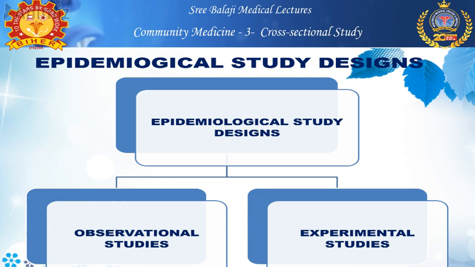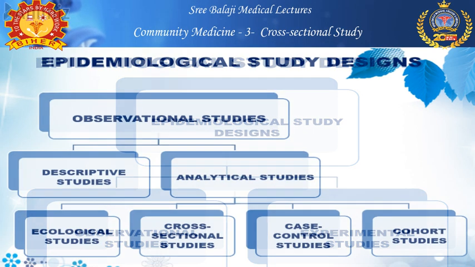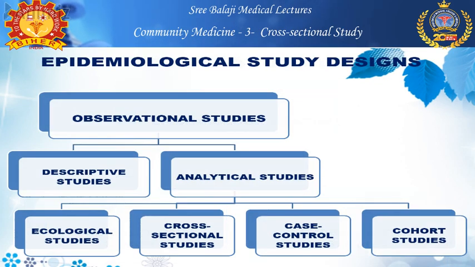Broadly, the epidemiological study designs are classified into two types: observational studies and experimental studies. Under observational studies, we have got several study designs, and under experimental studies, we have got randomized control trial, non-randomized control trial. Under observational study designs, we have got two important classifications. One is descriptive studies, another one is analytical studies. In descriptive studies, we simply describe the disease with respect to time, place and person.